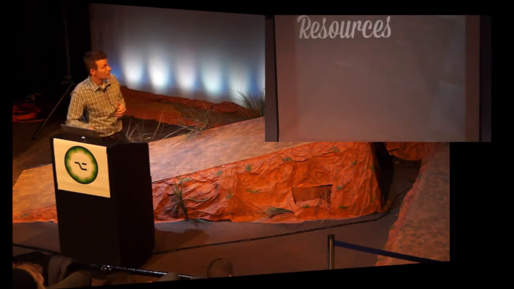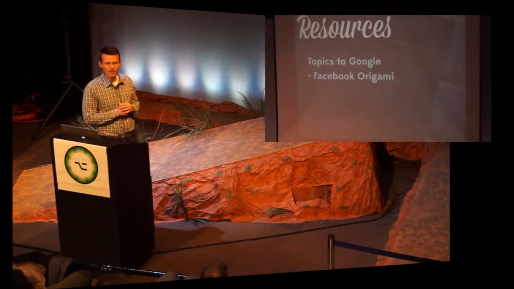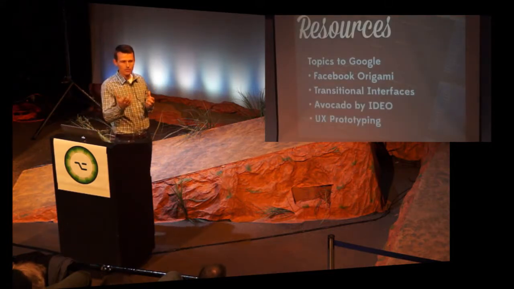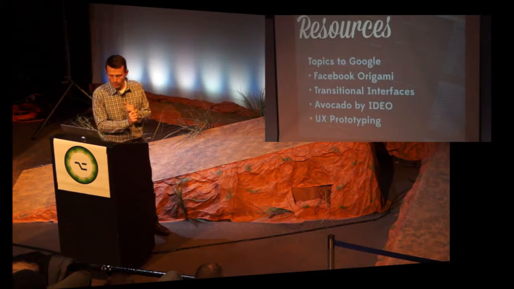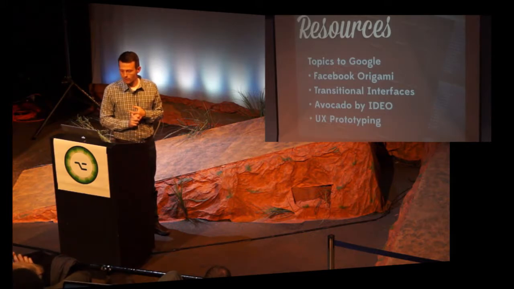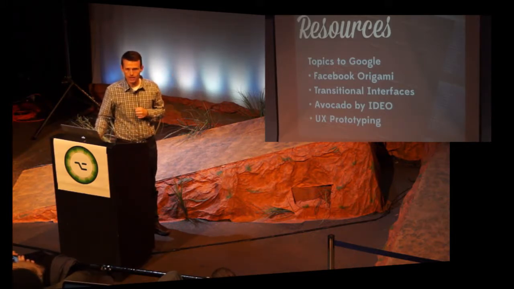So before I go, let me throw out some resources for you to Google. I'm not going to give you URLs to look up, but let me give you some things to look up on Google. So Facebook Origami, the concept of transitional interfaces. There's another patch toolkit that IDEO released called Avocado. And then there's also just searching on UX prototyping, and you'll find out a lot about this.